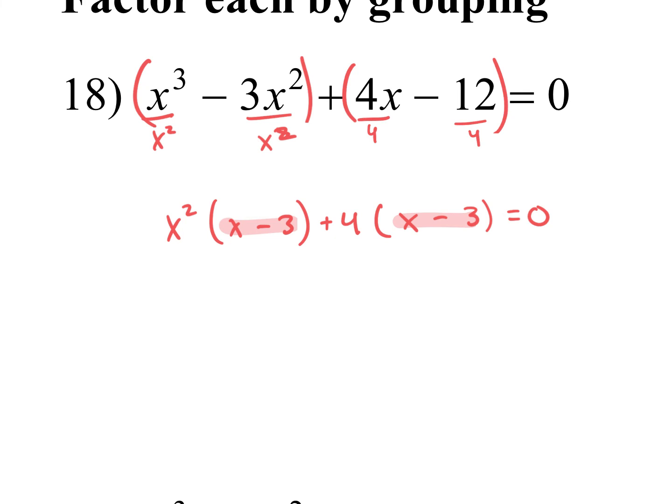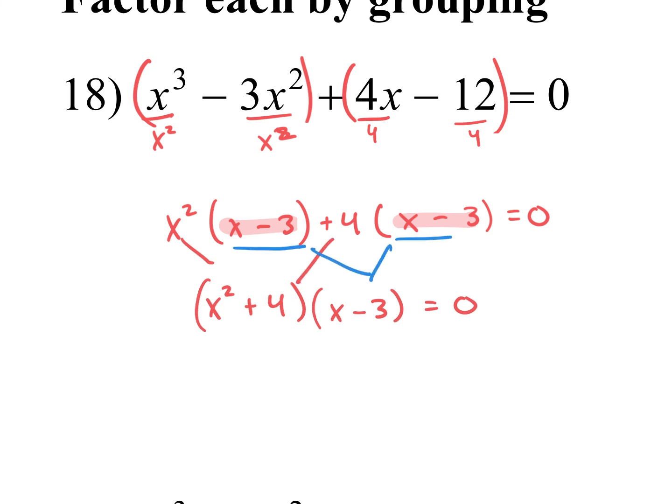How would I write my answer? X squared plus 4, and then parentheses x minus 3. Perfect. Whatever's on the outside goes together, and then the inside stays as 1.